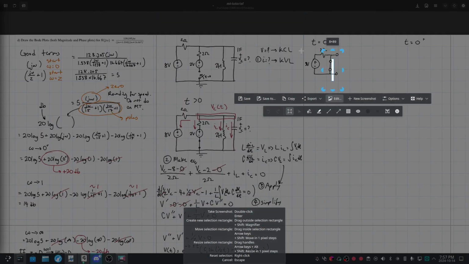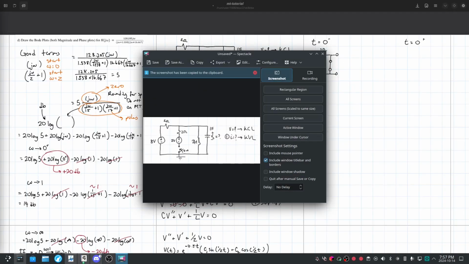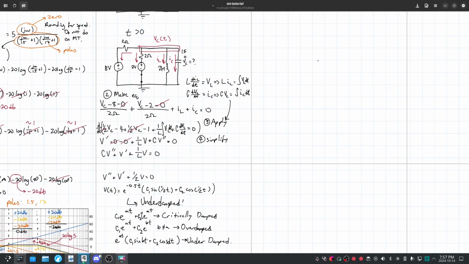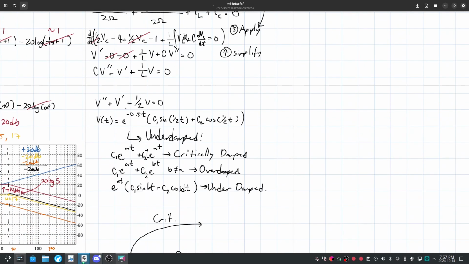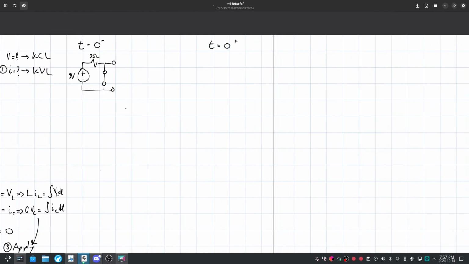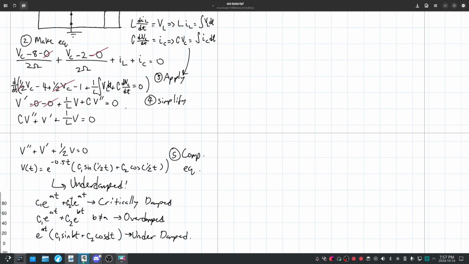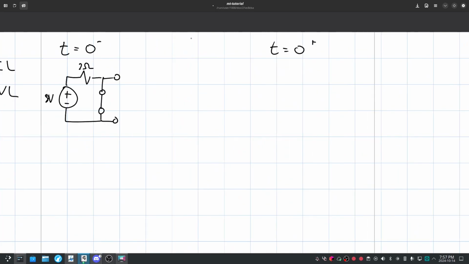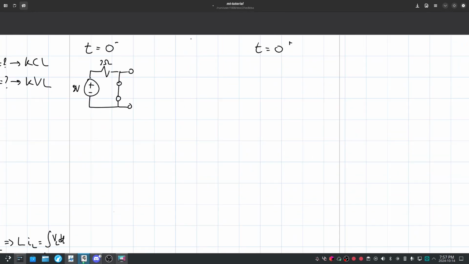So that's the screenshot, and this is the original question. Ignore that right side, that's just step instructions. So 3, 4, simplify. This is going to be 5 YT. Complementary equation. Okay, awesome.